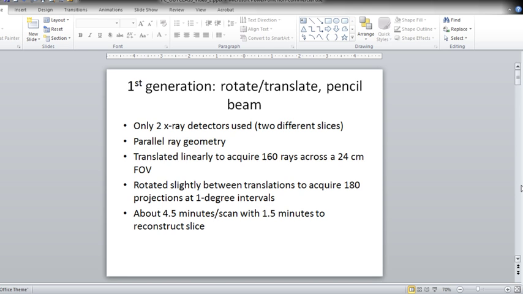In the translation movement, it is a linear movement and it will acquire 160 rays across a 24 centimeter field of view. In the rotation, it can acquire 180 projections at a 1 degree interval. Scanning time is 4.5 minutes, with 1.5 minutes to reconstruct the slice.